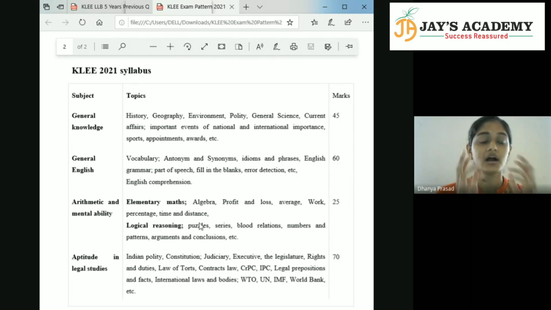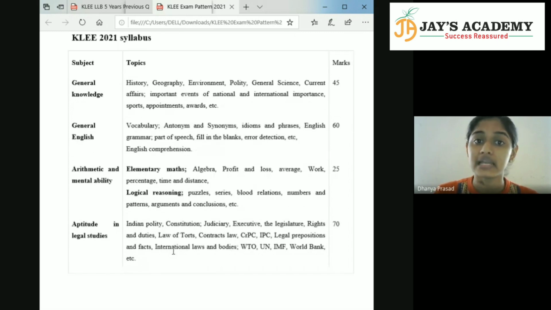Now, GK, it's done. General English: your vocabulary, synonym, antonym, idioms, phrases, then English grammar, fill in the blanks, error correction, English comprehension, cloze test. All of these might be the expected questions that can come for your examination. Now, for arithmetic and mental ability, your math as well as your logical reasoning is going to be tested.